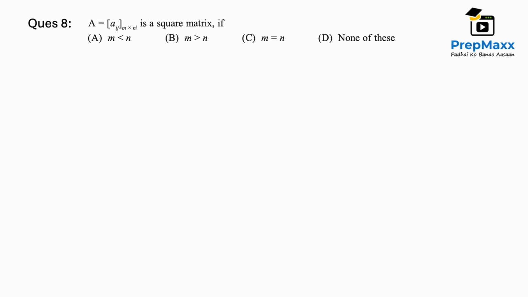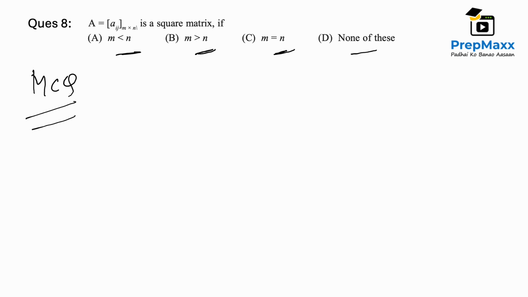So it's an MCQ, a multiple choice question, very frequently appearing in CBSE. A matrix A is a square matrix. The matrix order is given as M times N. So it will be a square matrix when M is less than N, M is greater than N, M is equal to N, or none of these.